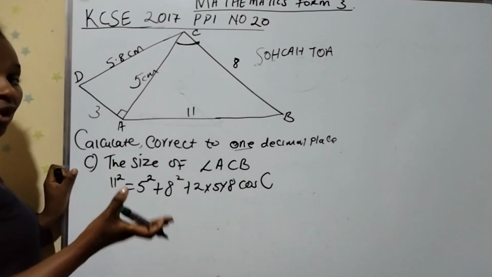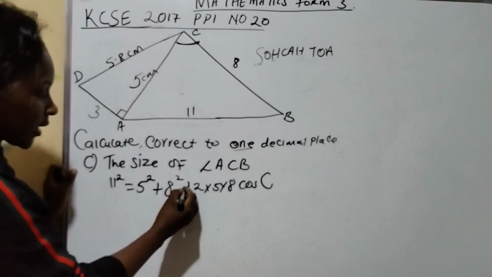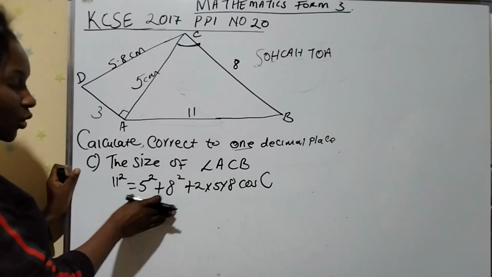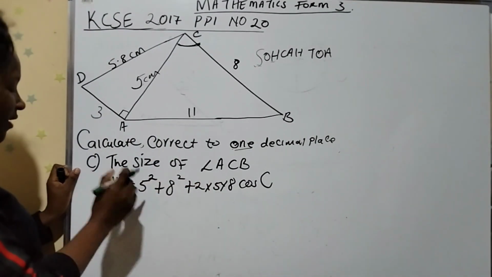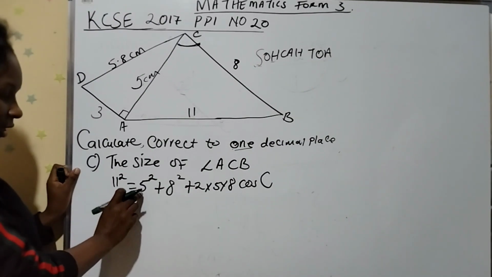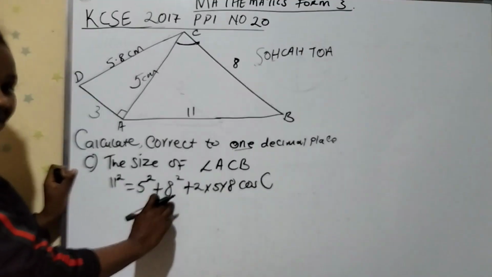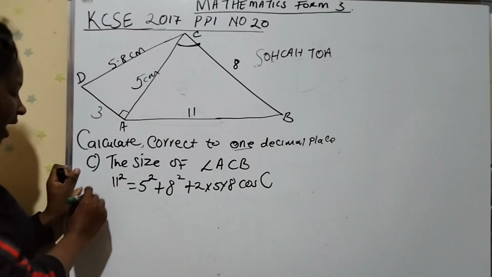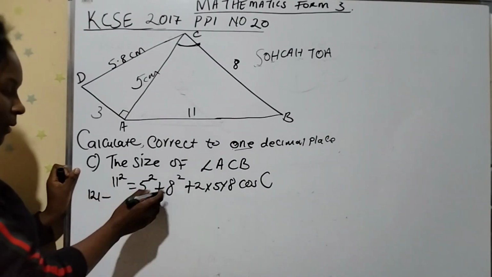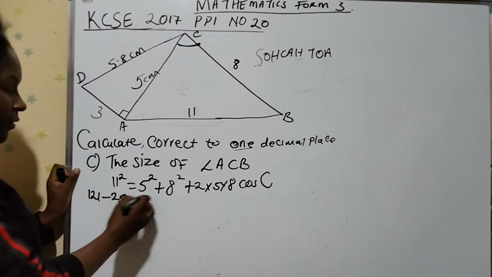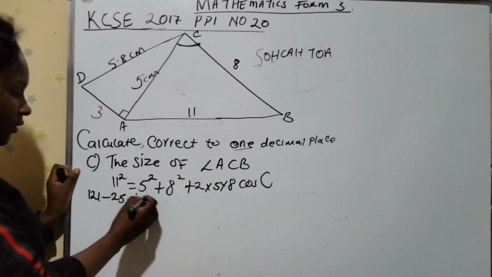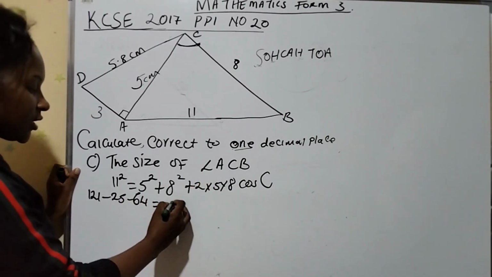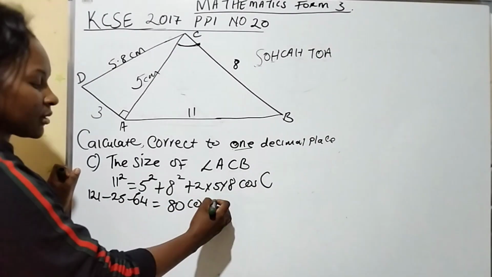Remember, we are using the cosine formula. I remember I had talked about it in my previous video. So this is the cosine formula that we have. We can bring 5 squared and 8 squared to the other side of the equal sign. So here we have 121 minus 25 minus 64 is equal to 80 cos C.